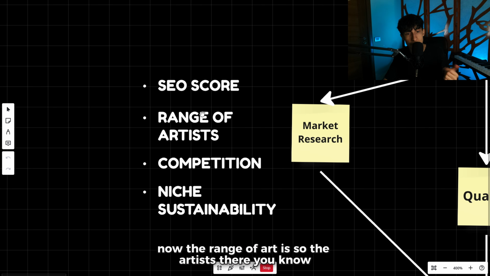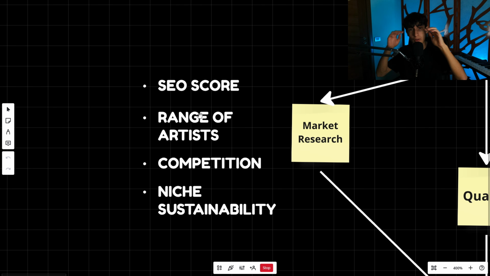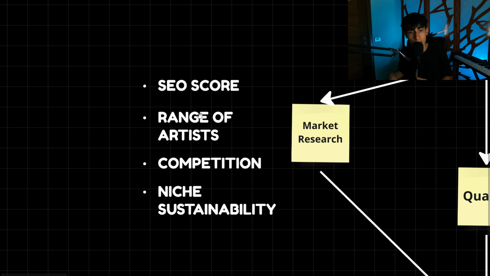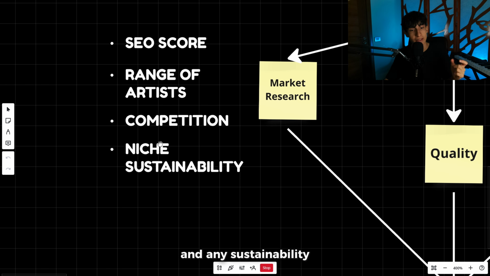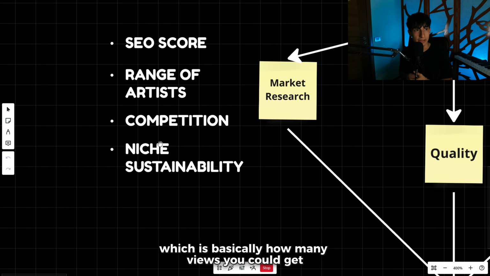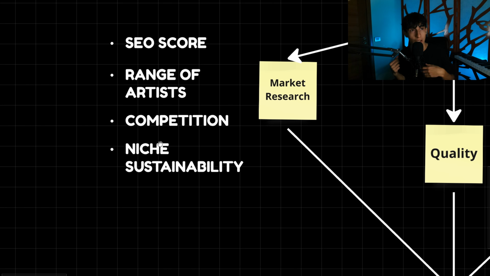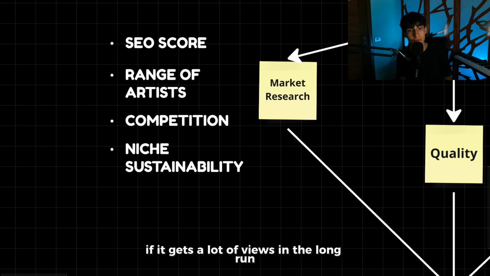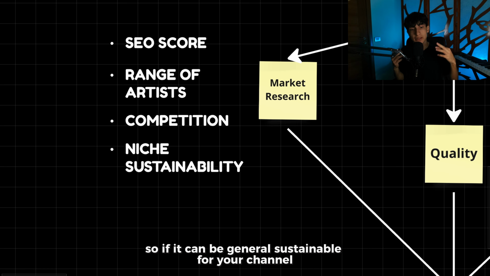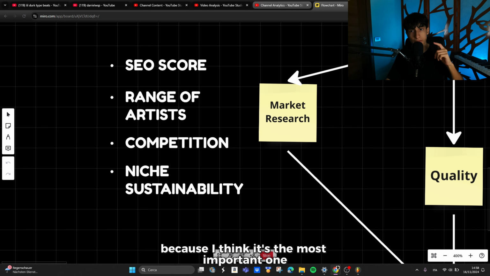Now the range of artists, so the artists that are into the niche that you want to target, the competition, so the other producers doing your same type of beats, and the niche sustainability, which is basically how many views you could get ideally with this niche. So if it's a valuable niche, if it gets a lot of views in the long run, so if it can be in general sustainable for your channel. Now let's get to the first one, because I think it's the most important one.